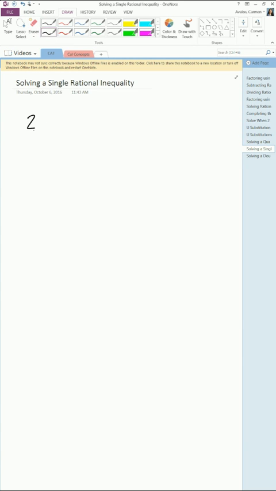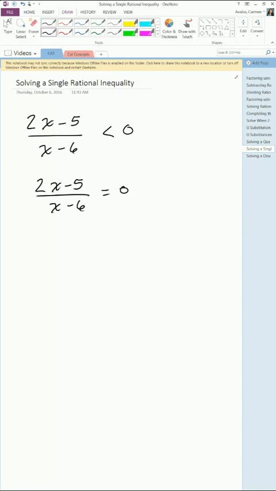So it's going to be 2x minus 5 all over x minus 6 is less than 0. So this one here is a rational inequality. One of the things that you want to do is go back to the same thing that you've done before and change it to an equal sign, because we've done rational expressions before, and we've done rational equations before. So I changed it to 2x minus 5 over x minus 6 equals 0.